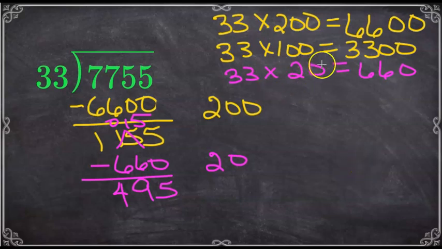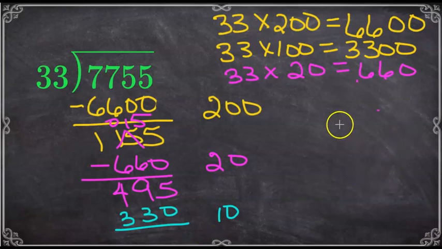All right, so 33 times 20 is obviously going to be too big for a partial quotient because 660 is greater than 495. So let's maybe try 33 times 10. So let's put my 10 here, and that would be 330. I'm running out of room, but I can move it over here if I need to. Okay, that's 5, and that's 6, and that's 1. So now I have 165.